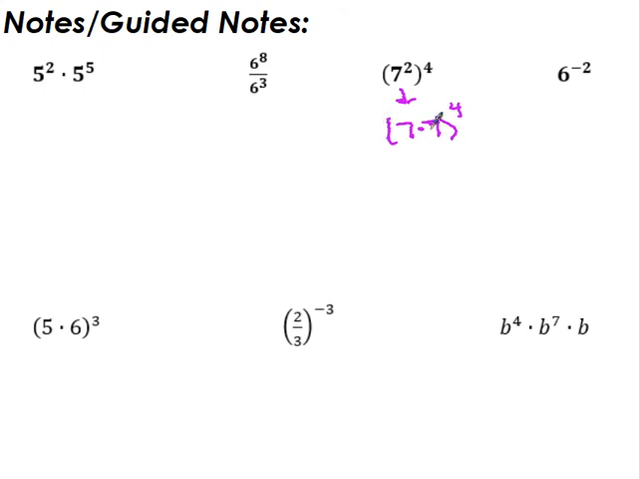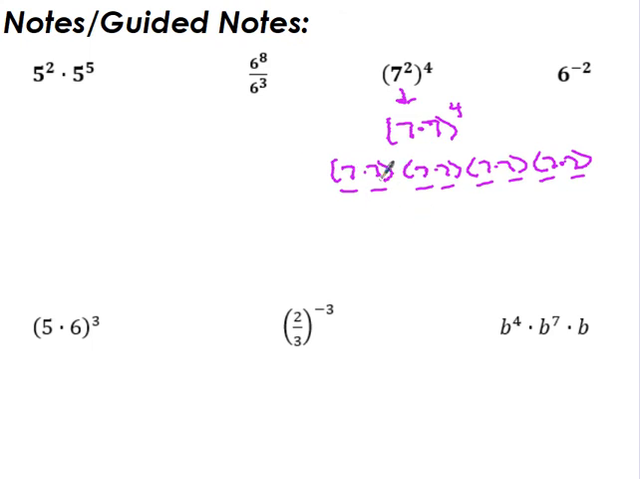So if all of this is being raised to the 4th power, I have this piece right here being multiplied by itself 4 times. So let's expand that out. That's 1, 2, 3, 4, because I took my 7 times 7, that's 7 squared, and I have 4 of those, multiplied by itself 4 times. Well, now I have a total of 1, 2, 3, 4, 5, 6, 7, 8 7s.